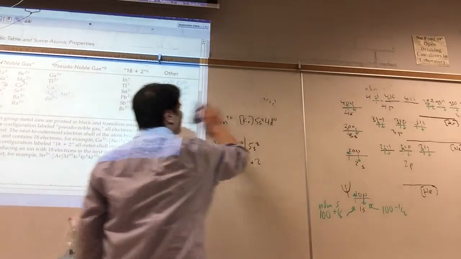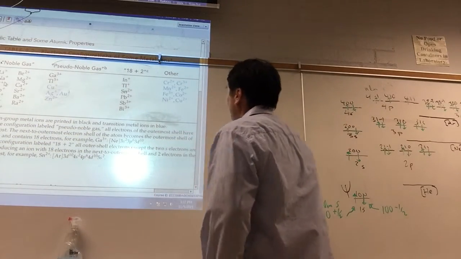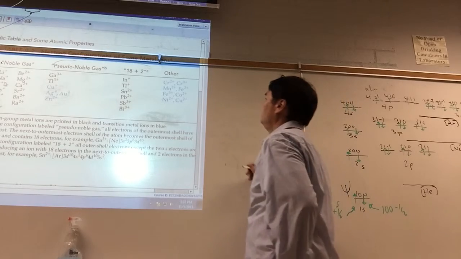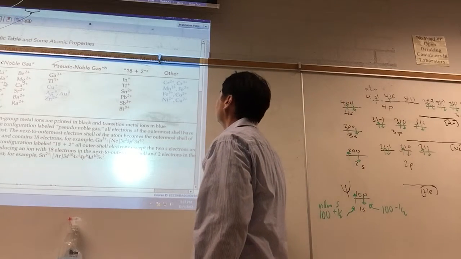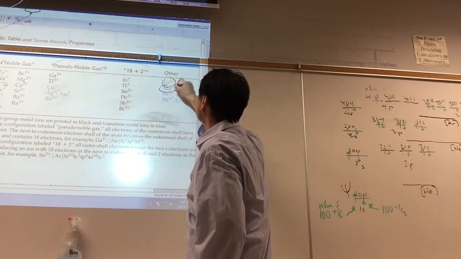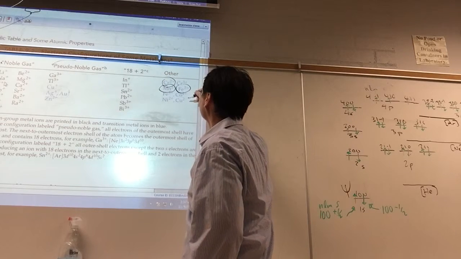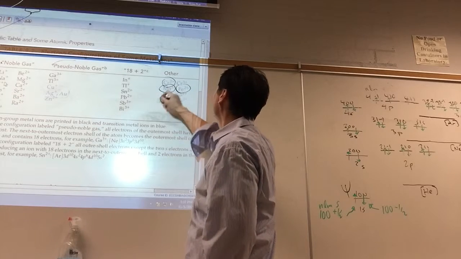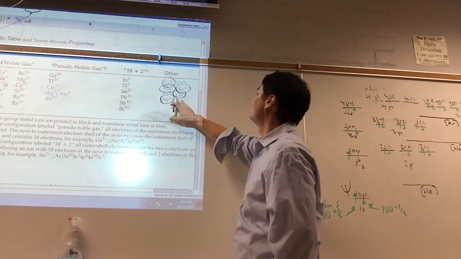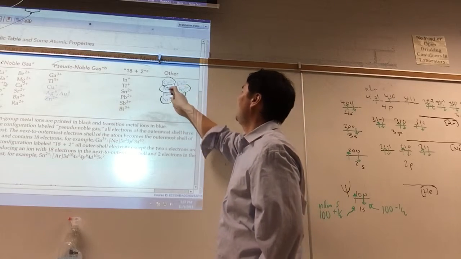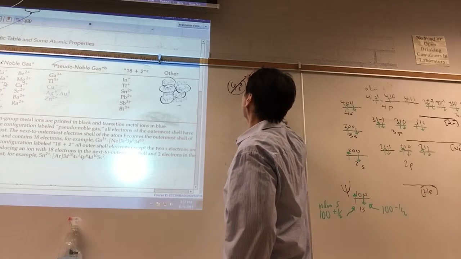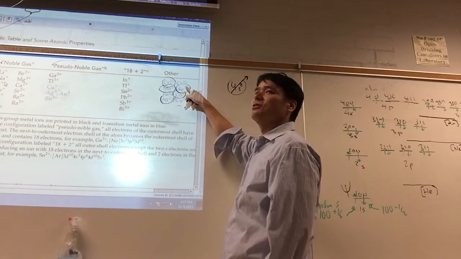The others are mixed up here. I'm not sure why it's organized like this. Chromium 2+, manganese 2+, iron 2+, nickel 2+, cobalt 2+, copper 2+ doesn't belong. But all these are the same. All these, you're losing the 4s2. If we lose the 4s2, then we're going to form plus 2.